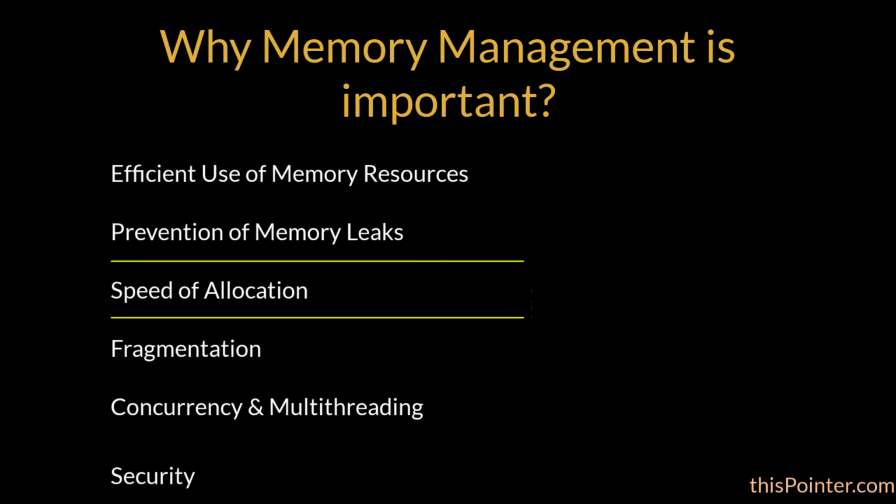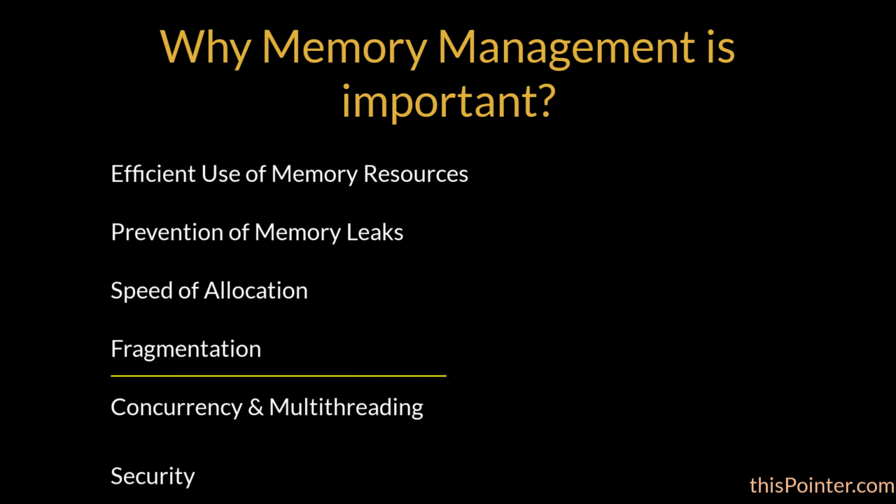Speed of allocation. Memory allocation from the heap, that is dynamic memory allocation, is usually much slower than memory allocation from the stack. The performance of an application can be improved by minimizing dynamic allocations or by using custom memory allocators.